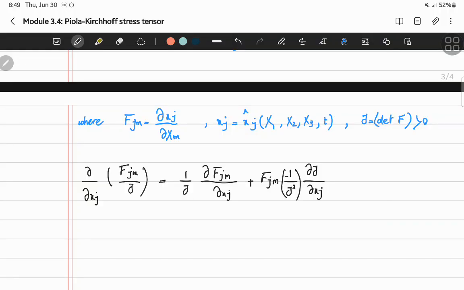And you know that since F is a function of the material and its spatial coordinates, J is also dependent. So that's why this term is not equal to 0. The derivative of J is not equal to 0 with respect to small xj.